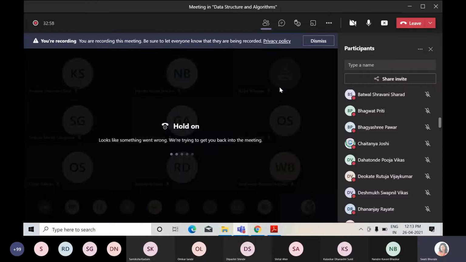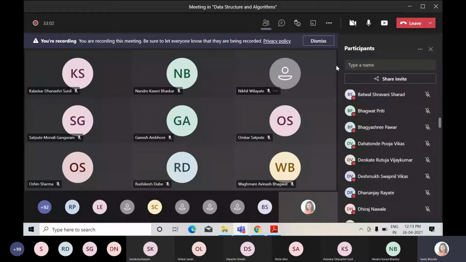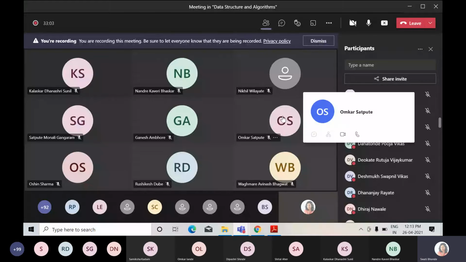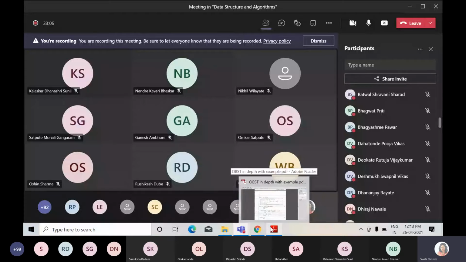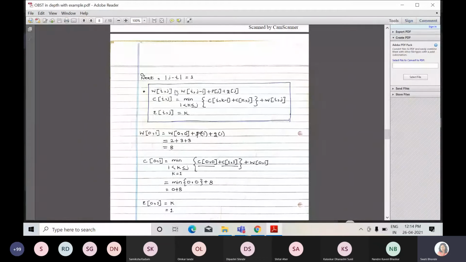How to find W of ij? I think there was a network problem. It's okay, I have not said anything in that period. So initially we find the values of W, C, R when the J minus I difference is 1. So for this we need to find this weight, cost and root. This formula I have already told you.